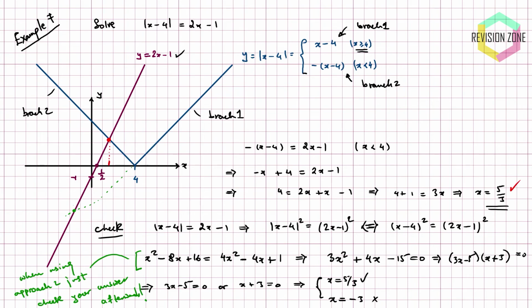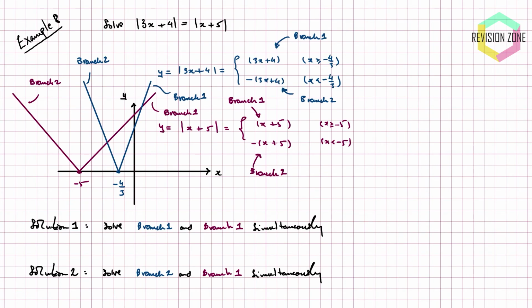So now let's take a look at the last example, and then we can bring this video to an end. Let's take a look at example 8. Given the length of the video, I've decided to write a lot of stuff out in order to save time. So here we're required to solve the modulus of 3x plus 4 being equal to the modulus of x plus 5, okay? And we can get the graph for the modulus of x plus 5 by taking the graph for the modulus of x function and shifting it to the left by 5 units. So that's the purple graph there.